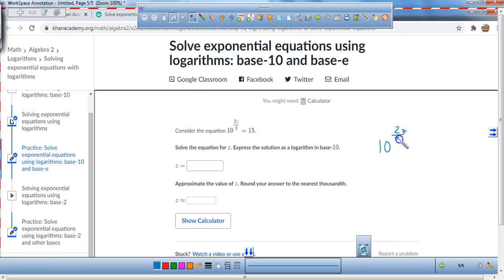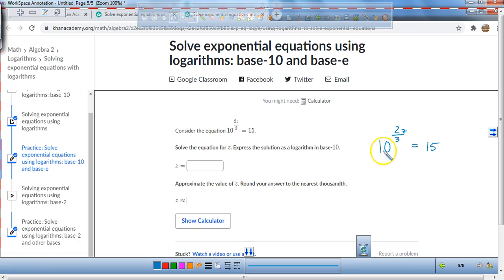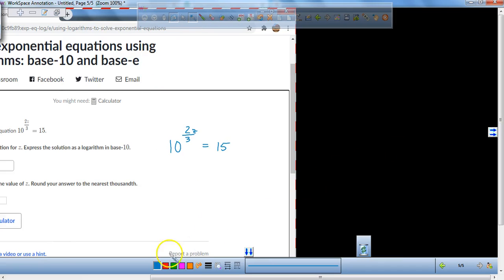Z over 3 equals 15. Okay? Now, if you ever want to get rid of a base 10, just apply what's called the common log to both sides. Now, you could also rearrange it, but I'm just going to apply the common log. I'm going to put a log right there and a log right there. These cancel out, and you're left with simply 2/3 of z equals the log of 15.